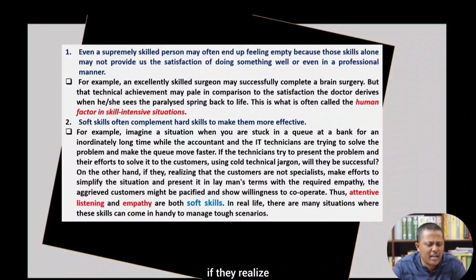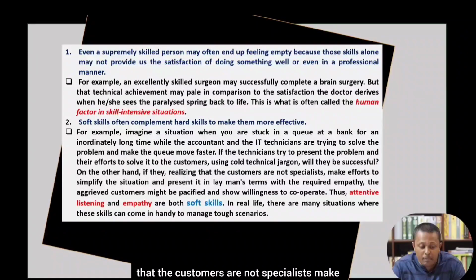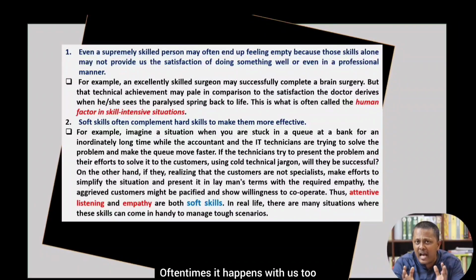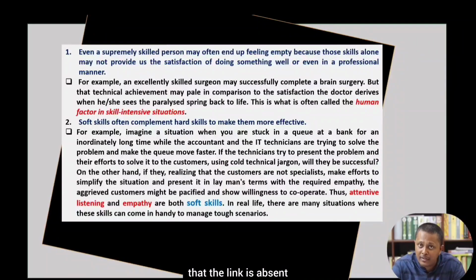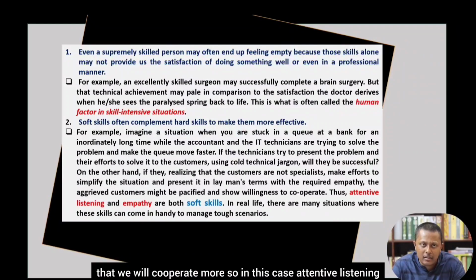On the other hand, if they realize that the customers are not specialists, make efforts to simplify the situation and present it in layman's terms with the required empathy, the aggrieved customers might be pacified and show willingness to cooperate. Oftentimes it happens with us too, that we are in a line in a bank, and someone says the link is absent, or uses some technical jargon we do not understand, and we show our grievances to the people working in the bank. If they were saying something more convenient and appropriate for us to understand, don't you think that we will cooperate more?